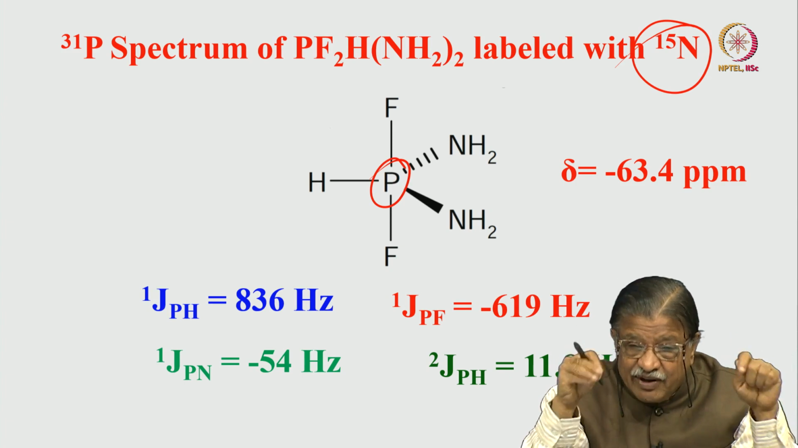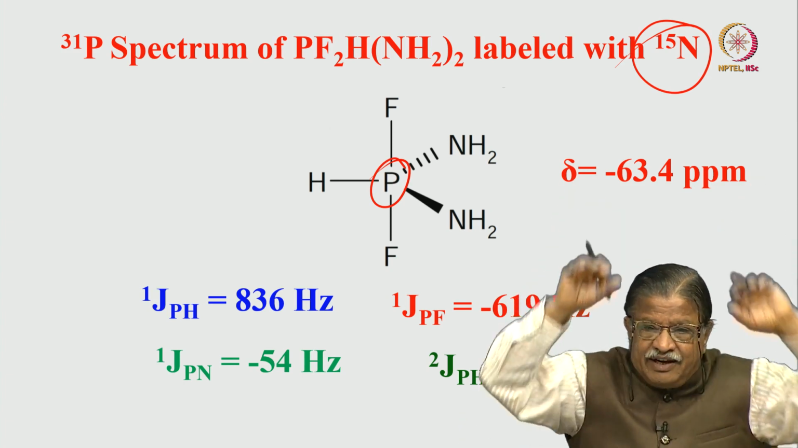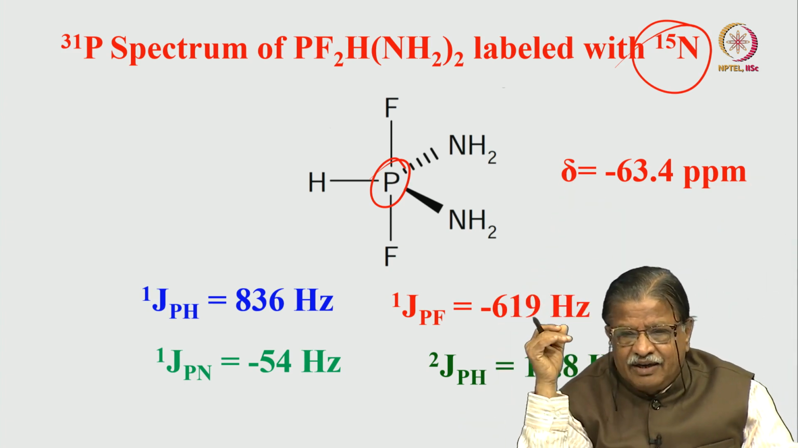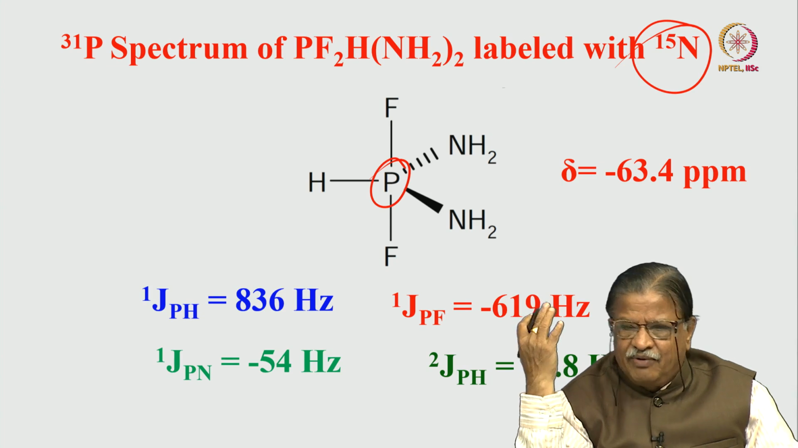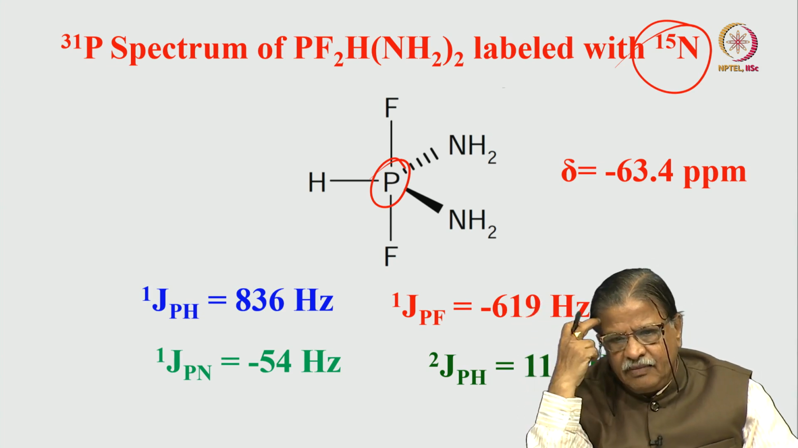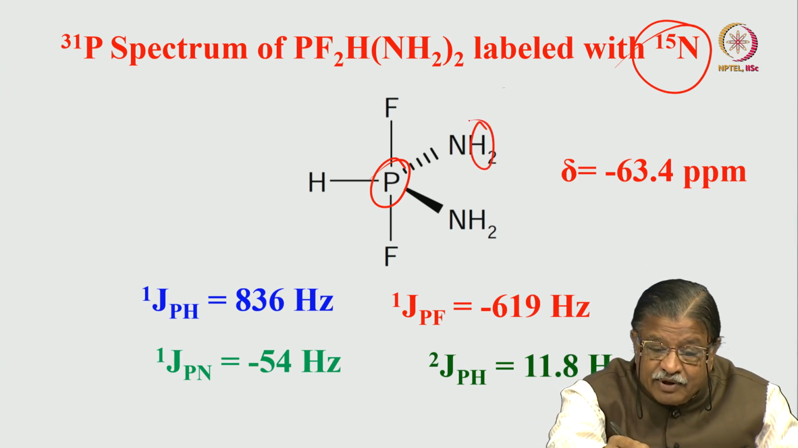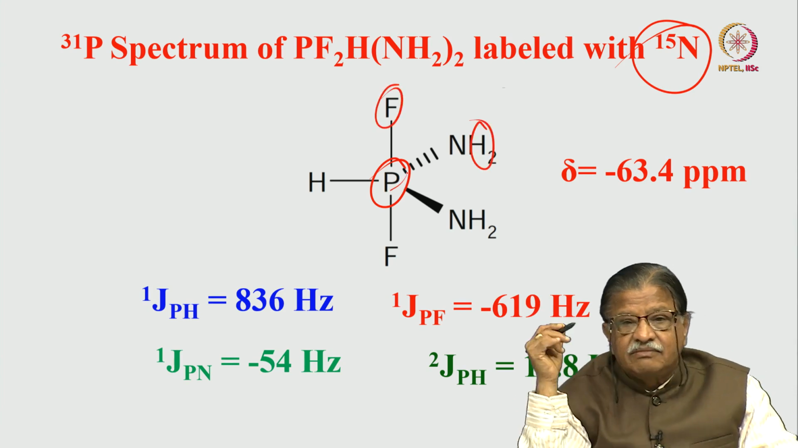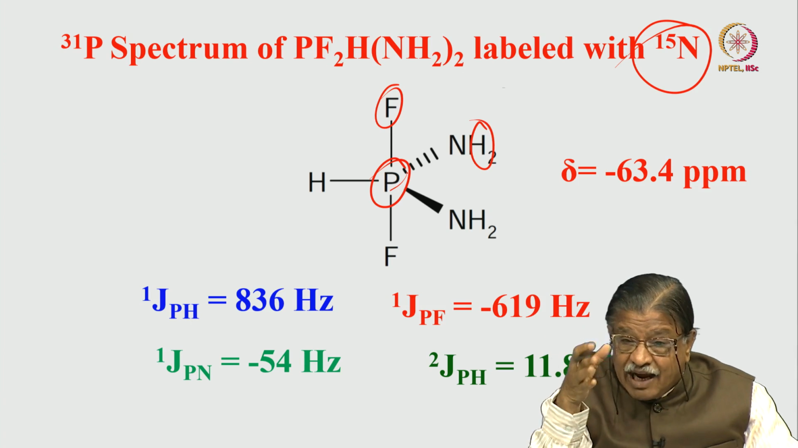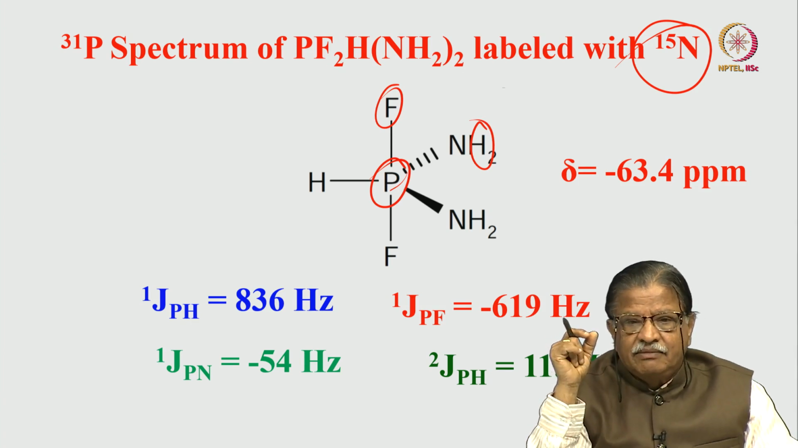Unless you are specifically interested in seeing the satellites, you enhance the intensity and acquire data for a long time, several hours, to see that. But it is labeled. So, you should treat it like an abundant spin like proton and fluorine and phosphorus. So, nitrogen is also like an abundant spin now because of labeling.